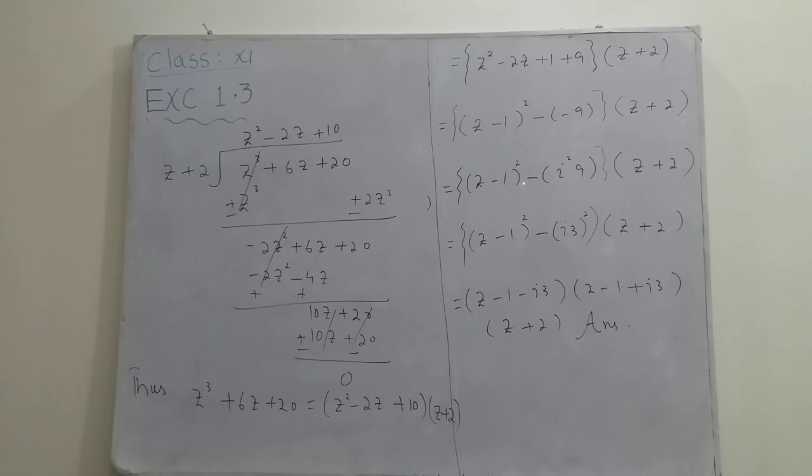So this is z minus 1 whole square, and this will become iota square 9, which can be written as iota 3 whole square. Now we will use the formula a square minus b square, which equals a minus b into a plus b. The last factor is same as z plus 2. So the required answer of the given equation is z minus 1 minus iota 3 into z minus 1 plus iota 3 into z plus 2. These all three are linear factors. Thank you, students.